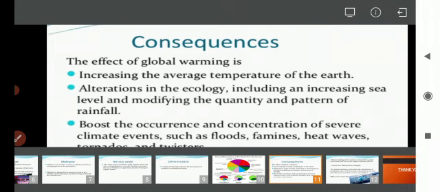Venezuela had six glaciers in 1982. Only two have remained, predicted to vanish in the coming 20 years. Similarly, glaciers in Nepal have also disappeared in the last 100 years. So, this is one of the effects which is seen.